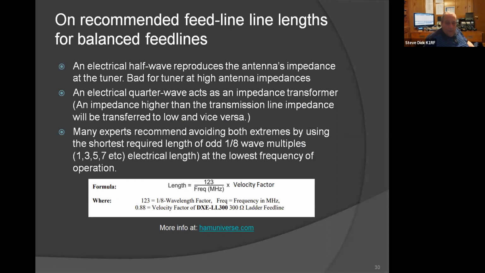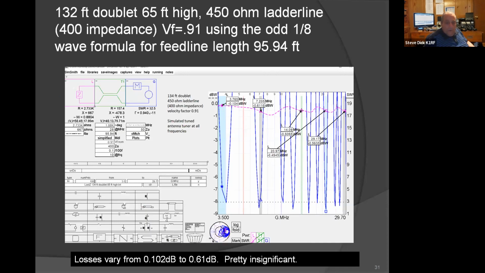A lot of experts recommend using the shortest required length of odd 1/8 wave multiples at the lowest frequency of operation. This showed a 132-foot doublet, 65 feet high, with 450 ohm ladder line, using the odd 1/8 wave formula for feeding length, 95.94 feet. And that was just an example, shows that works pretty well. Losses are pretty low, from 1/10 of a dB to 0.6 dB, pretty insignificant.